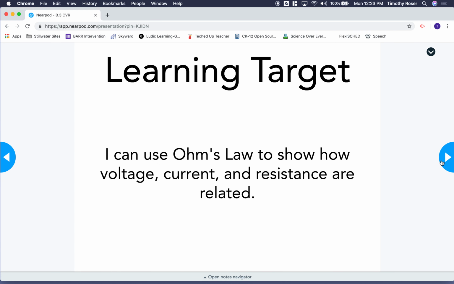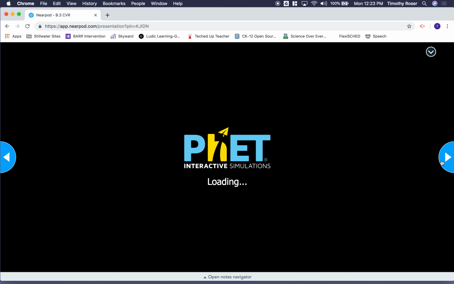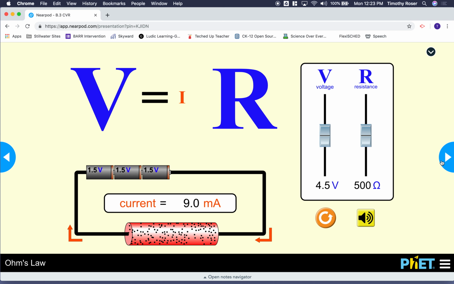All right, our learning target for today is I can use Ohm's law to show how voltage, current, and resistance are related. We're going to start off by looking at this simulation. I want you to go ahead and mess around with this a little bit. So go ahead and pause the video and mess around and see what you notice.